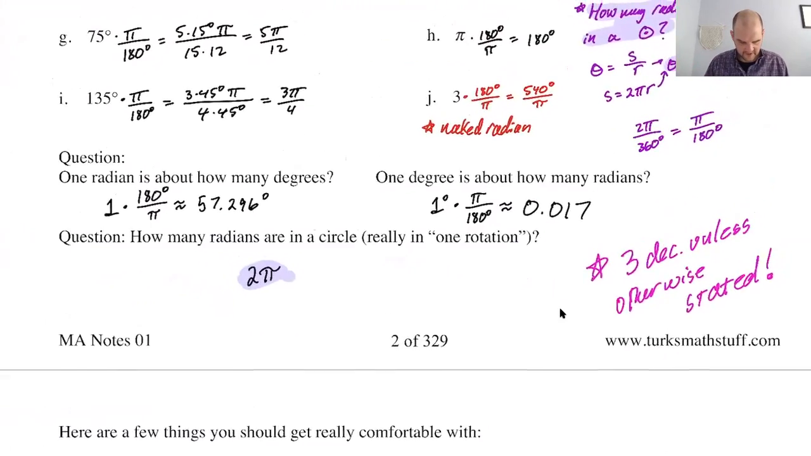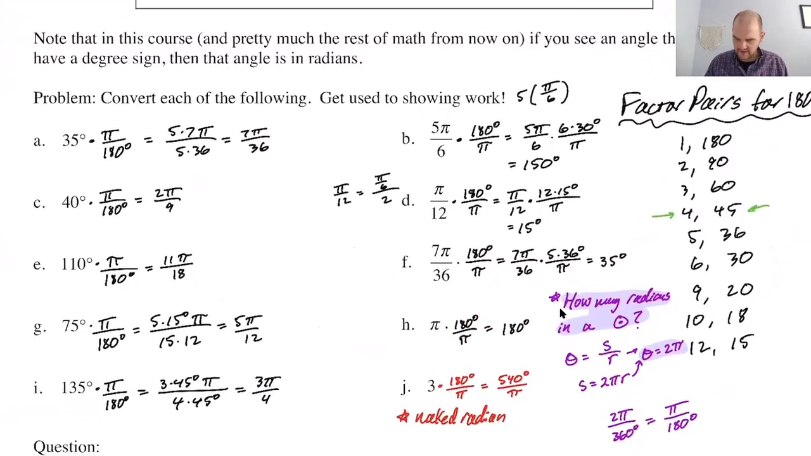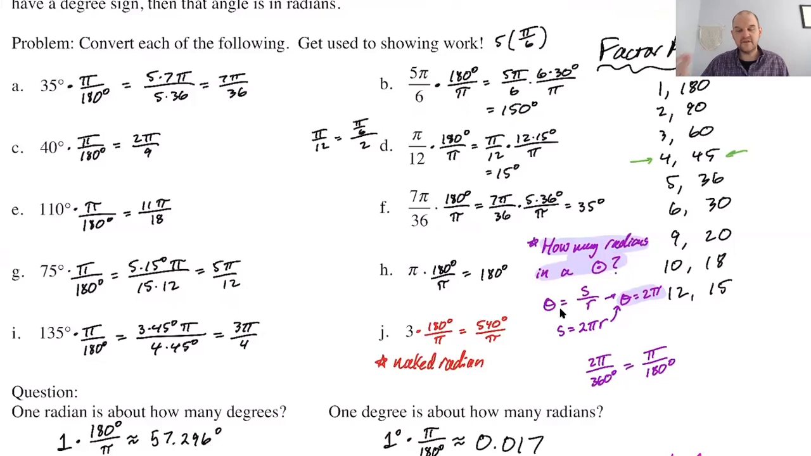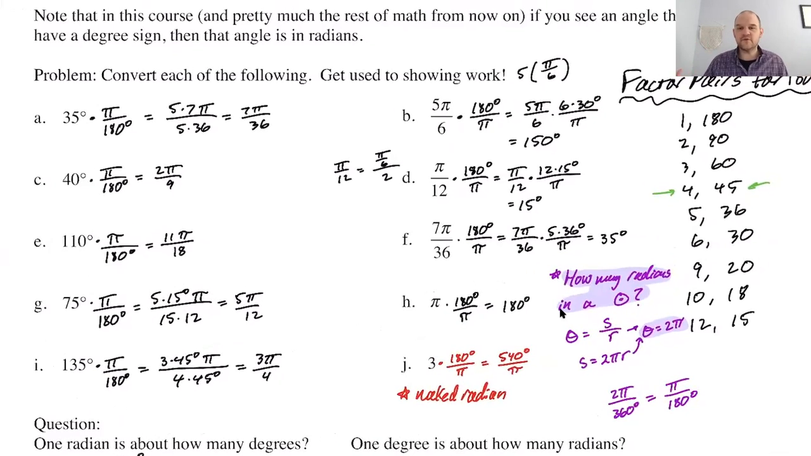So look at all the stuff that we did here. We did a lot of converting. We knew our factor pairs. These are all things that you want to start thinking about. You can make up your own angles and convert them back and forth. Your calculator can check them for you. So you should definitely do that.